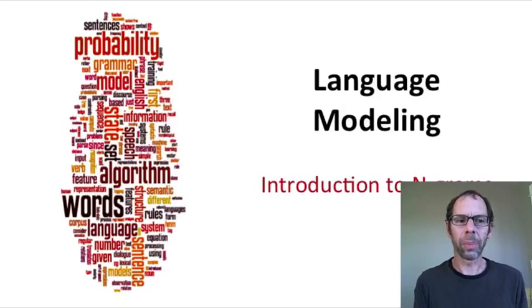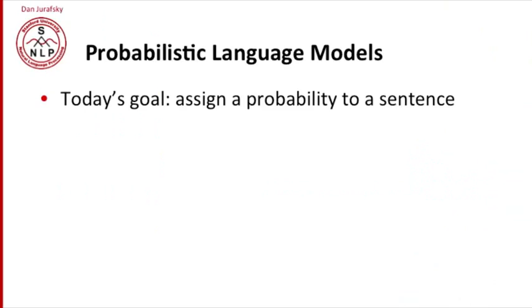Today we're going to introduce the topic of language modeling, one of the most important topics in natural language processing. The goal of language modeling is to assign a probability to a sentence. Why would we want to assign a probability to a sentence? This comes up in all sorts of applications.